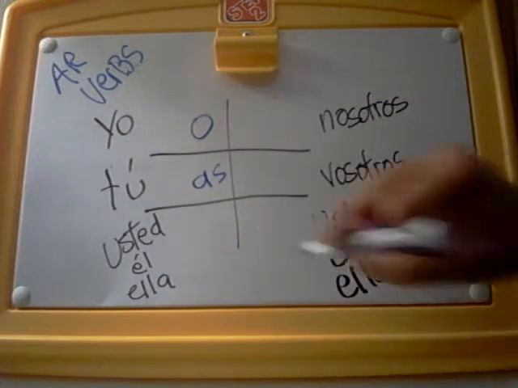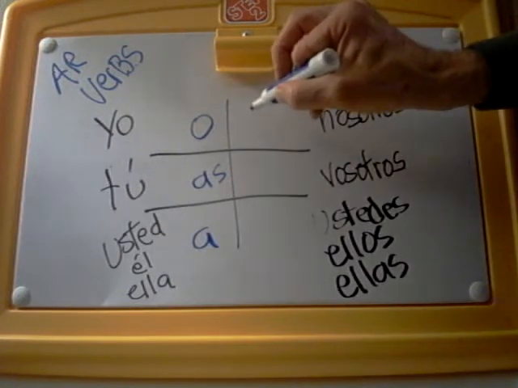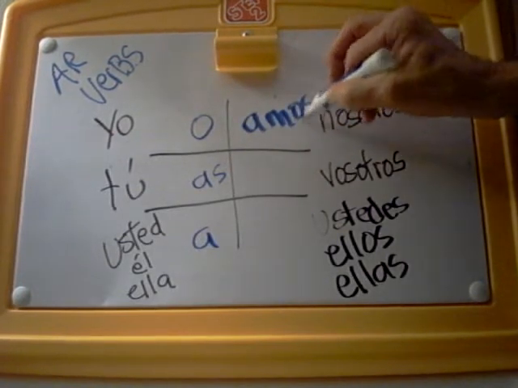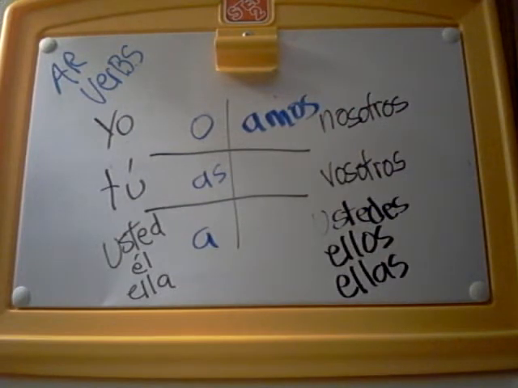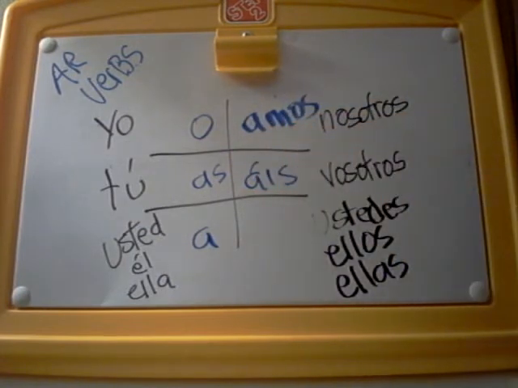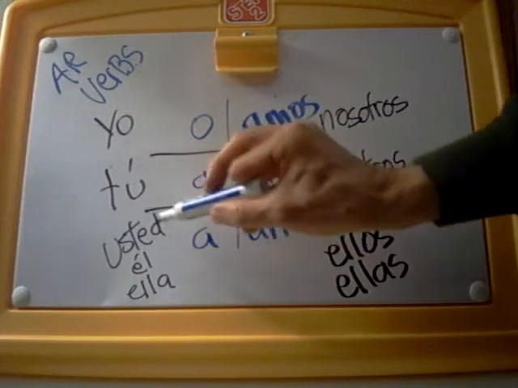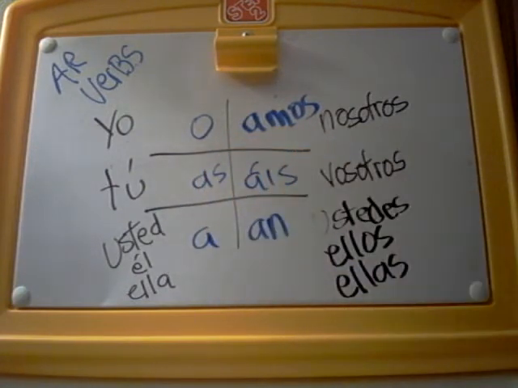You talk. Usted habla. You talk, and you're not my friend. Or él habla, he talks. Or ella habla, she talks. Nosotros hablamos. AMOS ending on there for nosotros. Vosotros habláis. And finally, ustedes hablan, you all talk. Ellos hablan, they talk. And ellas hablan. You will notice that these three forms share that same ending.